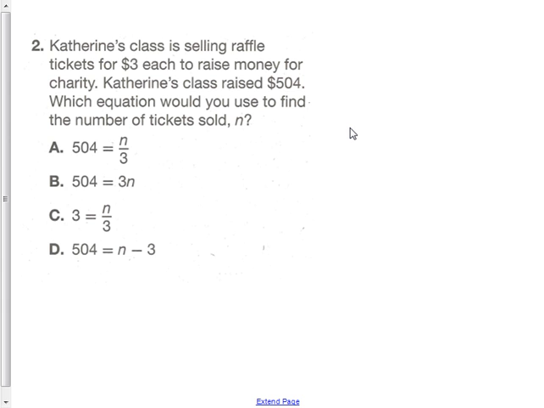All right, Catherine's class is selling raffle tickets for $3 each to raise money for charity. So again, kind of a key word here that I'm noticing right away is this each. The word per and each tells us to multiply. So $3 each. All right, so I'm going to write 3x. To raise money for Catherine's charity, her class raised $504. Which equation would you use to find the number of tickets sold? N. So I would say is equal to 504.